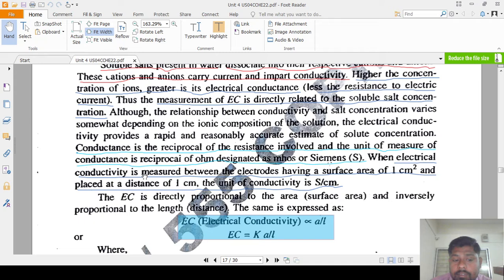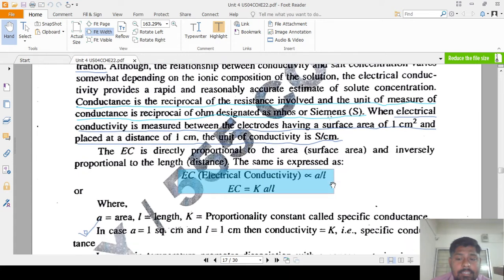What is the definition of electrical conductivity here? When electrical conductivity is measured between the electrodes. Okay, conductance is the reciprocal of the resistance. What is electrical conductivity? It is the conductivity measured between the electrodes, cathode and anode, having a surface area of 1 centimeter square, and the distance between these two electrodes is 1 centimeter. Okay, that is called electrical conductivity, and the unit of that is Siemens per centimeter, as I told you at the starting of the lecture. That is Siemens, decisiemens, millisiemens per centimeter, etc.